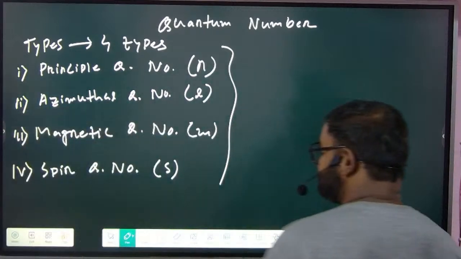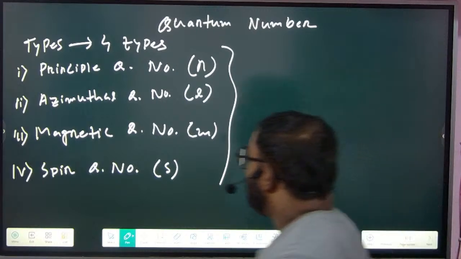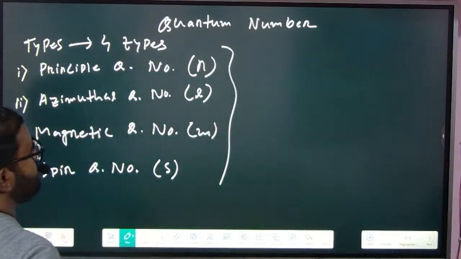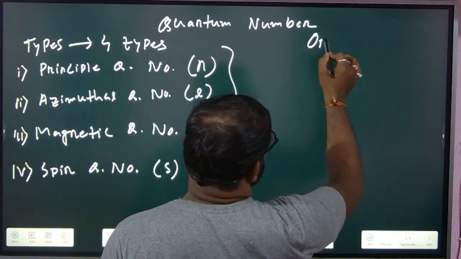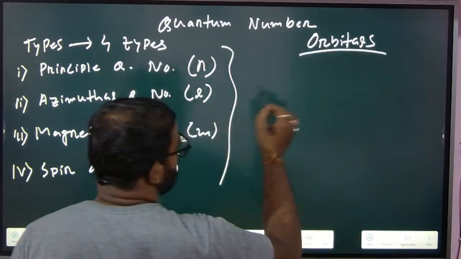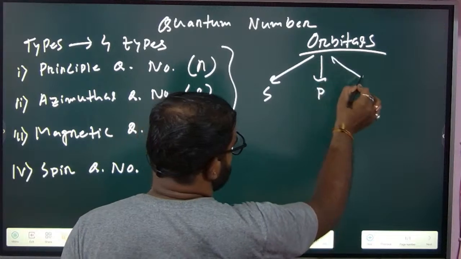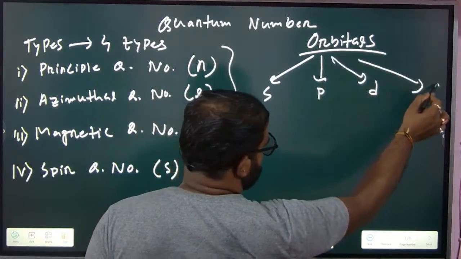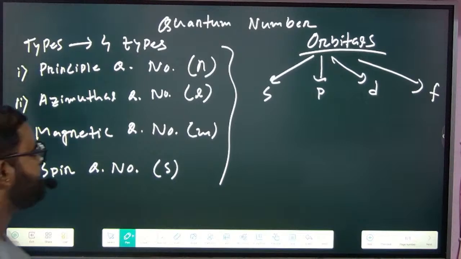Now, the values. Suppose you have the orbitals, like we have to have the orbitals first. The orbitals we know are S, P, D and F. There are 4 orbitals, as we know.